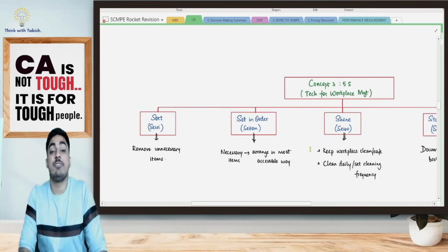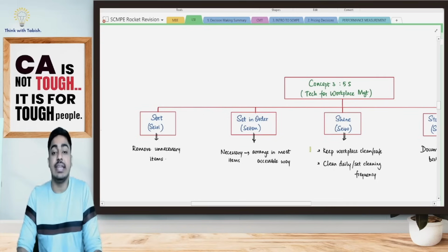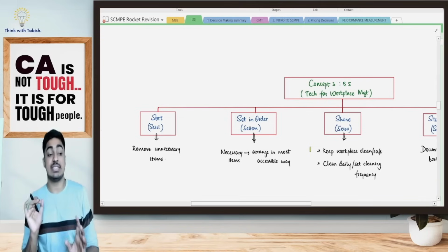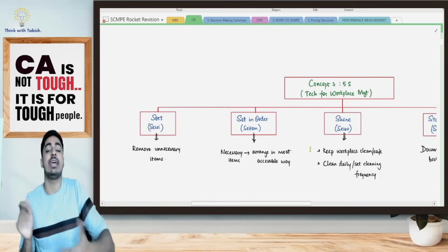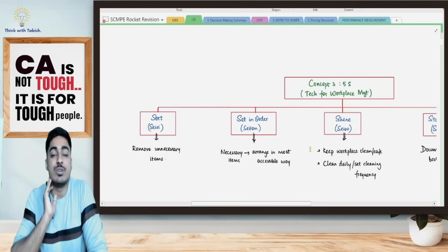The next concept that we have is 5S. It is a technique for workplace management. It is telling how we should maintain our workplace so that things are accessible and quickly we can get the work done. Again, it is based on 5 Japanese words.